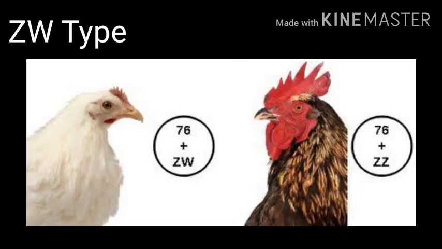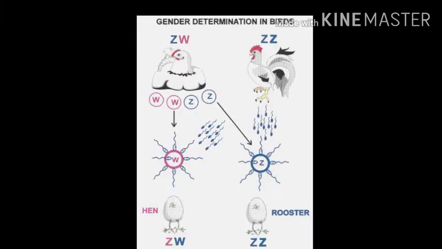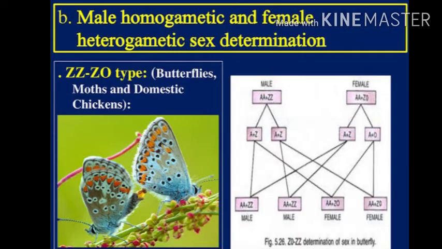The ZW type. In this type of sex determination, the females have a Z and a W chromosome. These are just the names given to those chromosomes specifically; they don't retain any shape of Z or W later. The males have a pair of Z chromosomes, while the females have Z and W chromosomes. ZO type determination. In this, the males have a pair of Z chromosomes, whereas the females have only one Z chromosome.